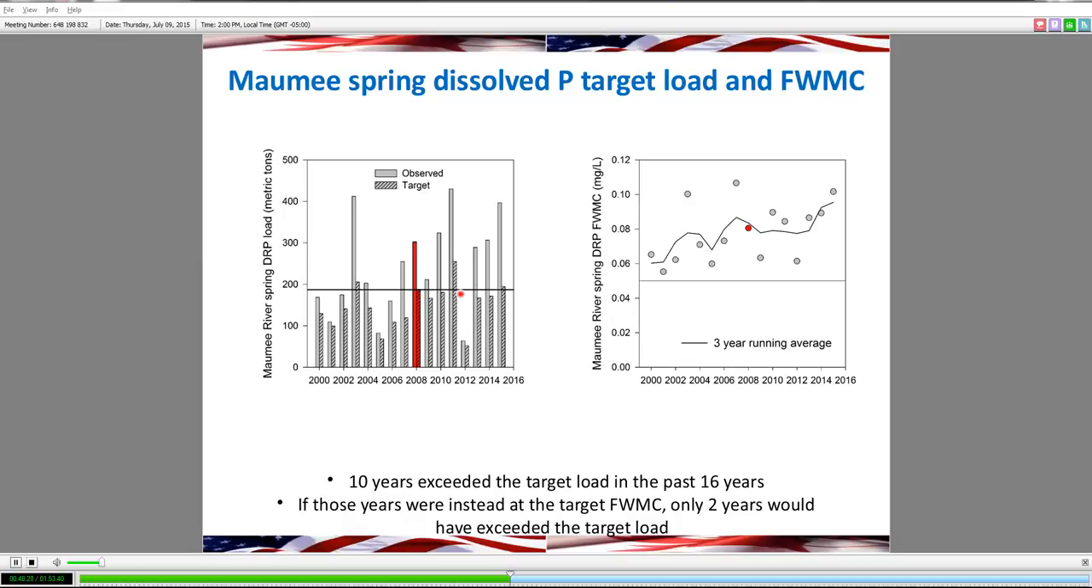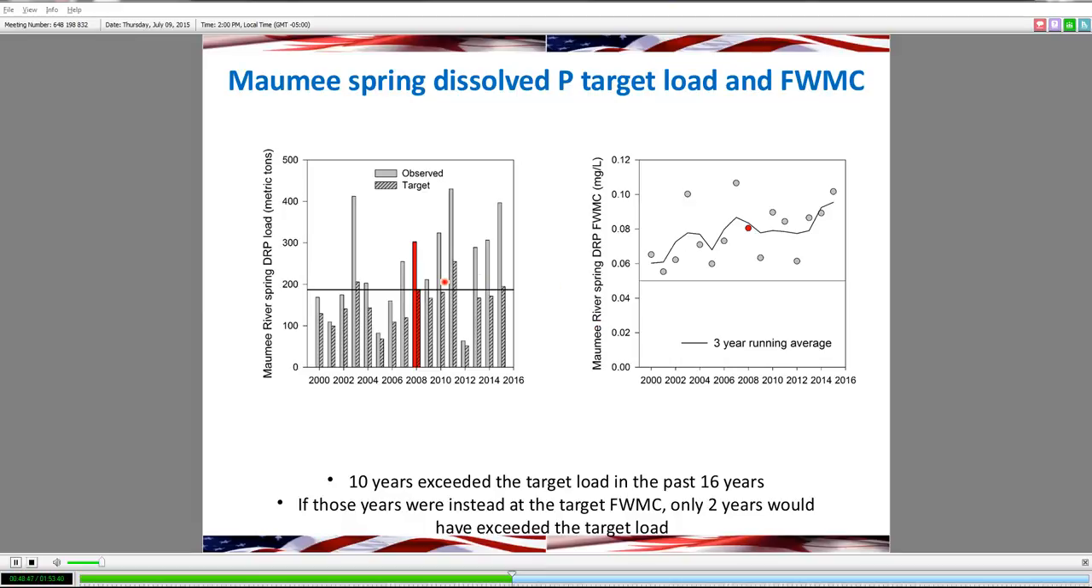And as we look at this also, and you see the target of 186, if you think about a way of looking at this, here's what the load was in 2008. A 40% reduction takes us down to the 186.